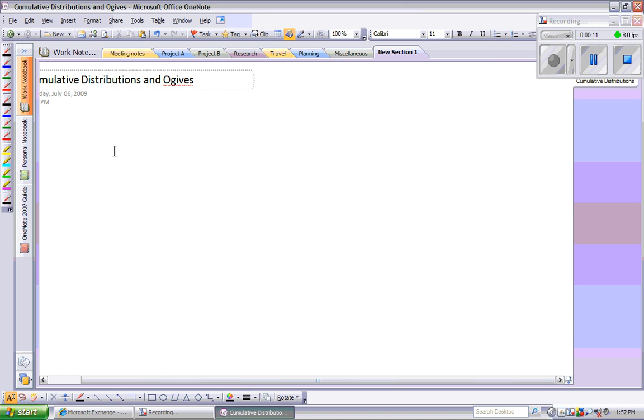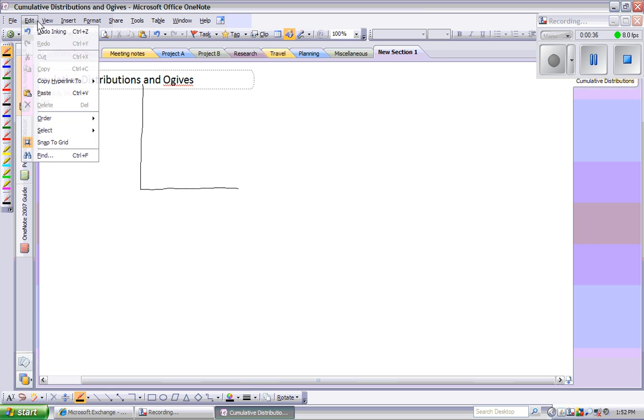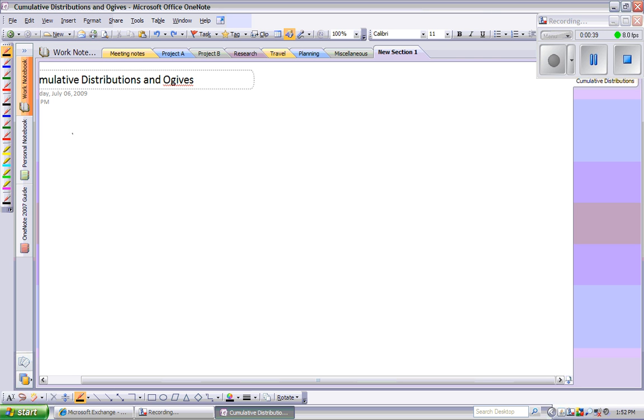Bear with me because I'm using a new program that I bought, and hopefully I'll be able to do it pretty well. Here we go. First thing, let me try to draw this picture. The histogram that was given looked kind of like this. Whoa, I didn't realize I started that high. Let me undo that. Let me go edit, undo ink. Okay. It looks like this.